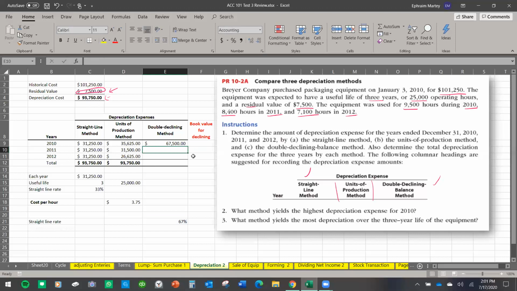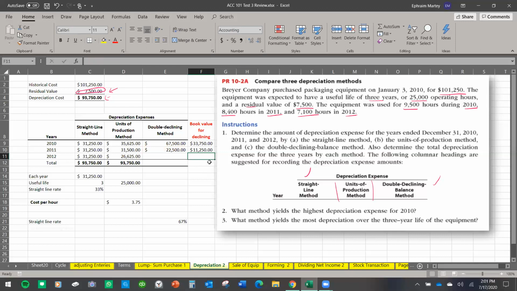So the first year it depreciated 67,500, and I need to find how much is left. Okay, so I take my historical cost minus my depreciation. So that is my book value after the first year. And then the second year, I'm going to multiply this by that. That's how much it's depreciated. So we are depreciating it based on the book value. Okay, and so at the end of the second year, how much is it left? I take the book value minus how much I've depreciated.